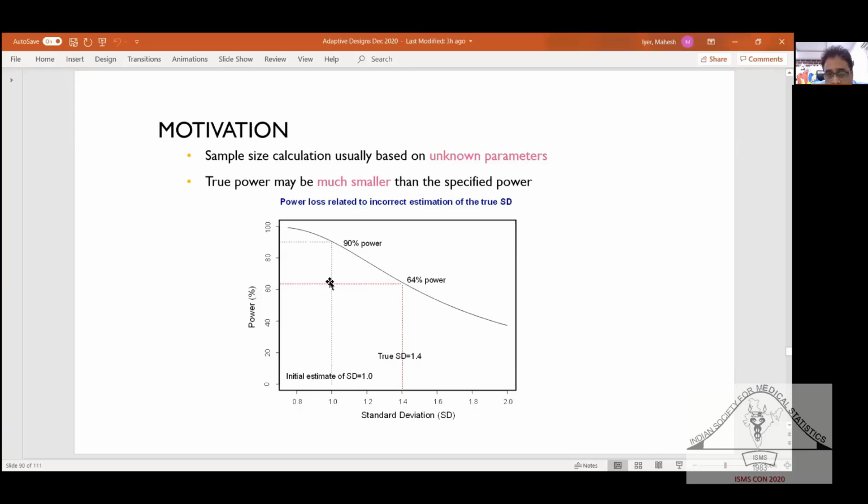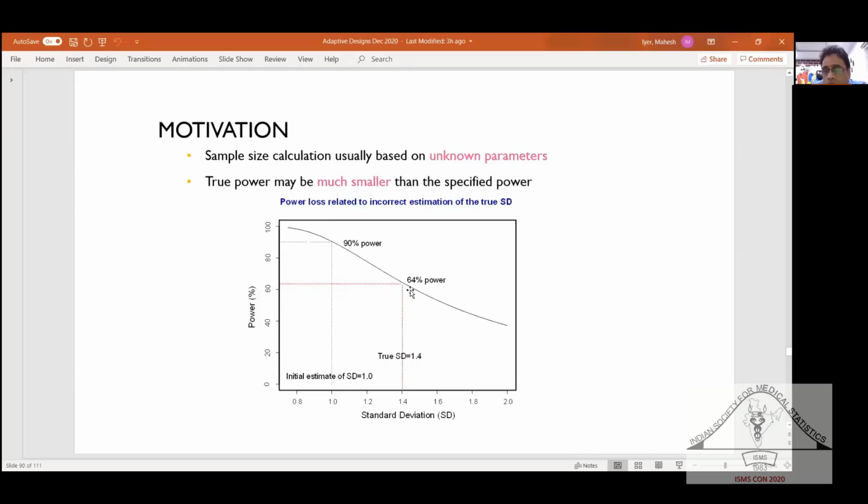Unfortunately, let us say that your true standard deviation was not 1 but 1.4. So now what happens to your power? It drops, because if your standard deviation is more, then the power is less. Because your precision is low, therefore your power is also low. So from 90% power, you have dropped to 64% power. Obviously that's not good, right? Now you have estimated the standard deviation based on previous studies.